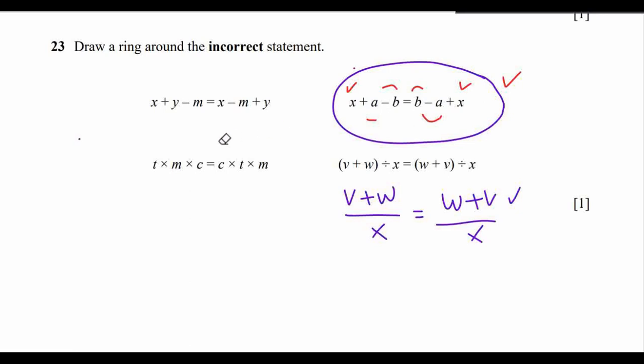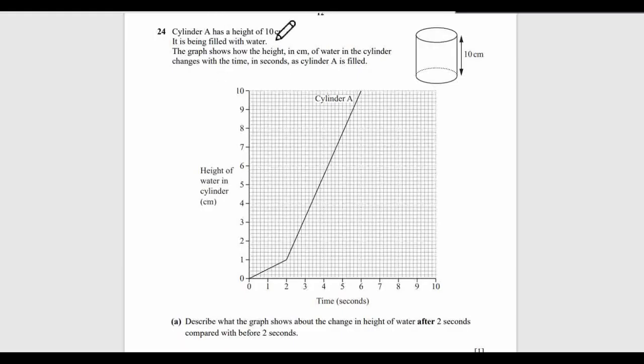Next, number 24. So question 24, cylinder A has a height of 10 cm. It is being filled with water. The graph shows how the height in cm of water in the cylinder changes with the time in seconds as cylinder A is filled. So this is the graph, height of water in cylinder, and then time here. Question A, describe what the graph shows about the change in height of water after 2 seconds compared with before 2 seconds. 10 seconds from now.